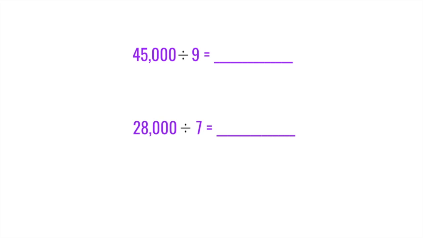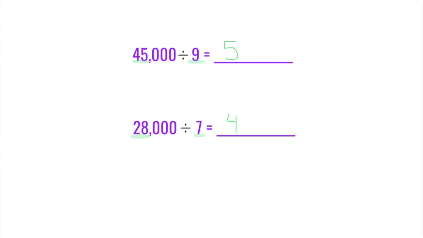Let's try two more. Here we have 45,000 divided by 9 and 28,000 divided by 7. So if we look for our basic fact, we have 45 divided by 9 and we have 28 divided by 7. We can do those basic facts first. So 45 divided by 9 is 5. 28 divided by 7 is 4.